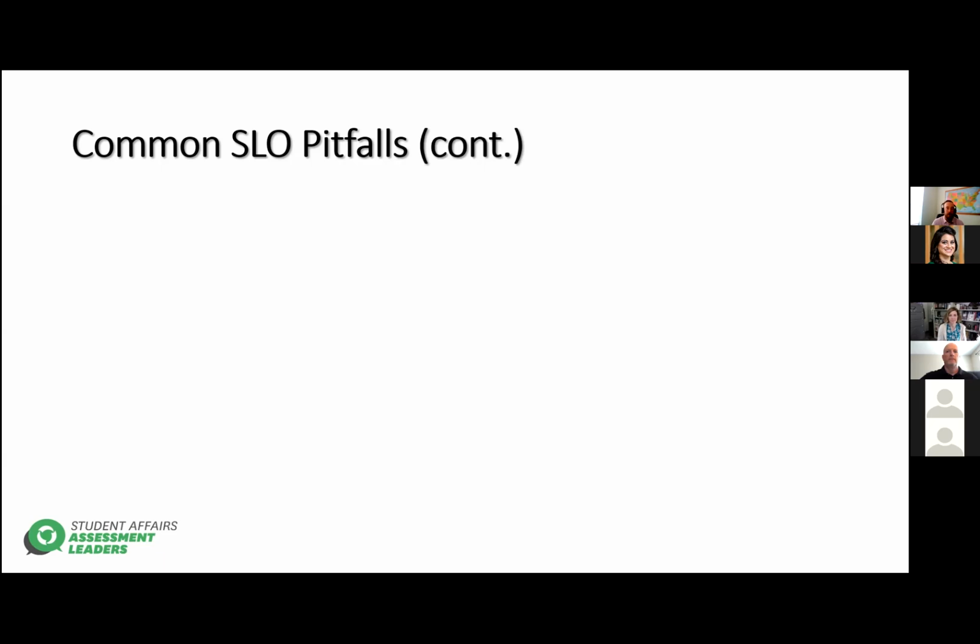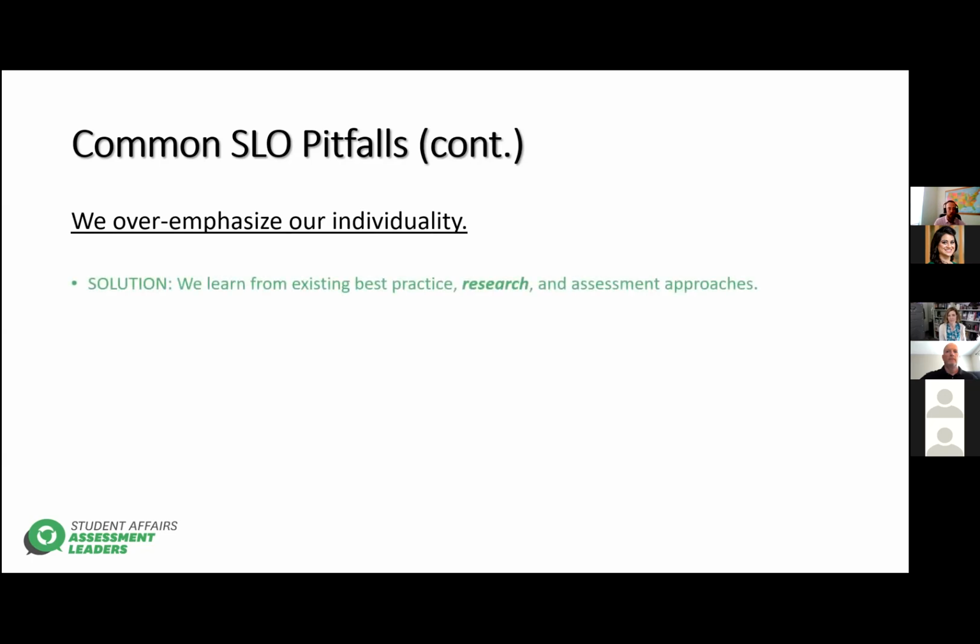The second pitfall I see, and I talked about this a little bit the last time we had a conversation, I joined a SOL group in one of these structured conversations, is that I think we overemphasize our individuality. As much as I just said, take this as an opportunity to articulate your impact, I think sometimes we fail to learn from what others are doing in a way that is meaningful and can give us some shoulders to stand on as we look to not only develop programs, but assess them.